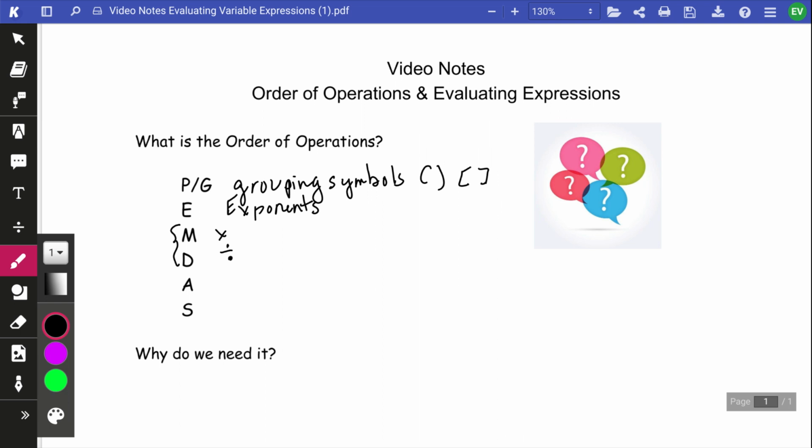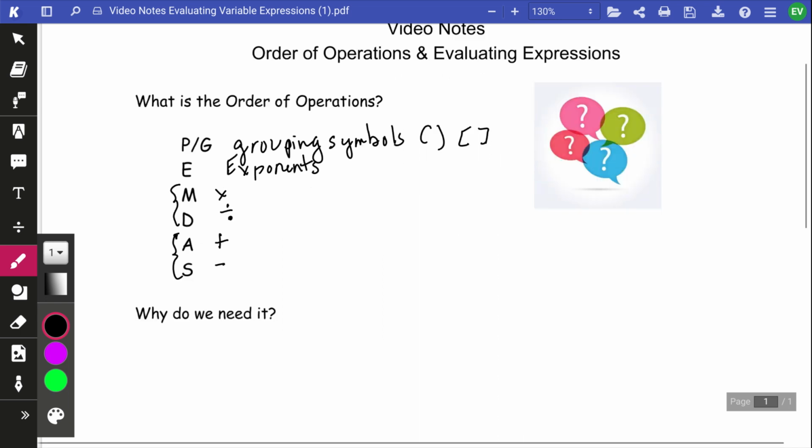So whichever one is first, that's what you do. If dividing comes first, that's the one you do first. If multiplying comes first, then you multiply. Addition and subtraction are the last two reminders. And again, whichever one comes first. So if addition comes first, then you complete that operation first. Otherwise, you do subtraction. So order of operations. We should all be familiar with that at this point in time.